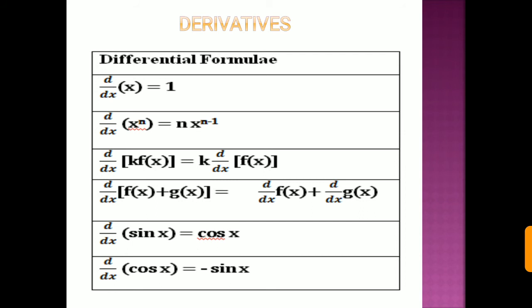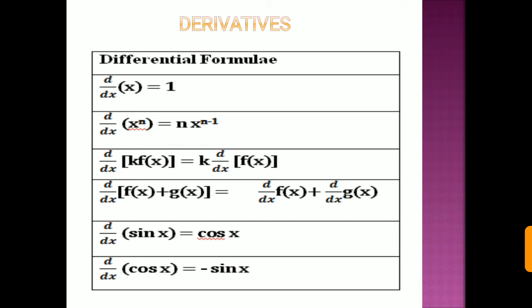Next, the derivative of x raised to n, that is an algebraic function, is equal to n into x raised to n minus 1. The derivative of any function multiplied by a constant k is equal to k into the derivative of the given function. The derivative of the sum of two functions, f of x plus g of x, is equal to the derivative of f of x plus the derivative of g of x.